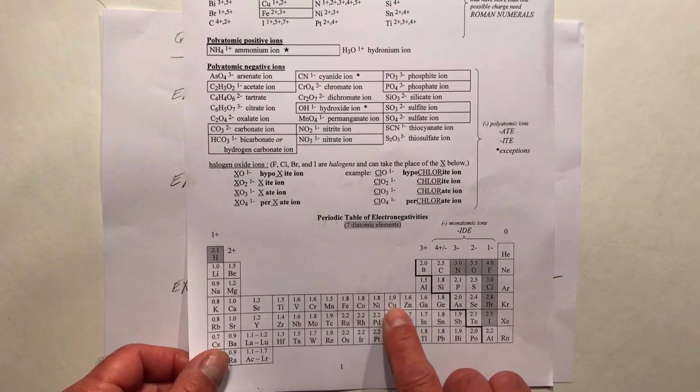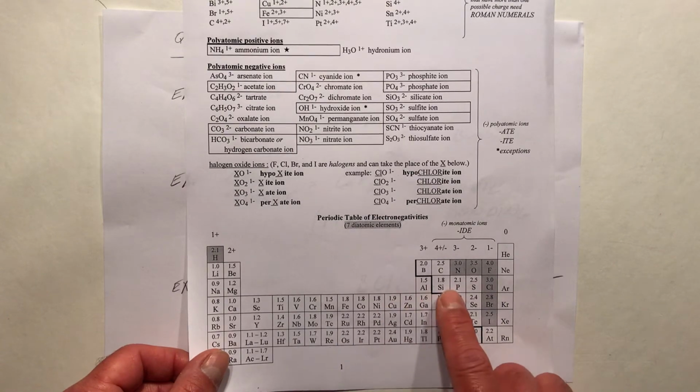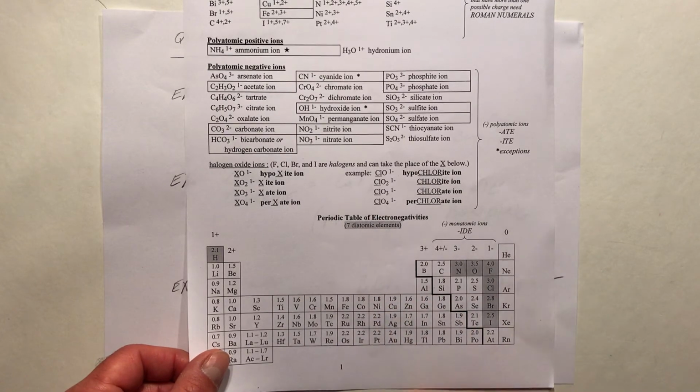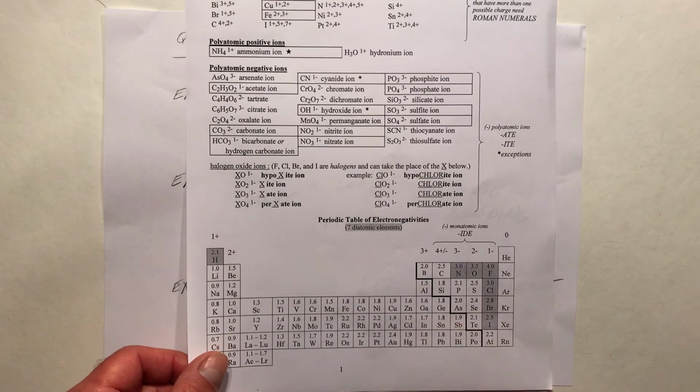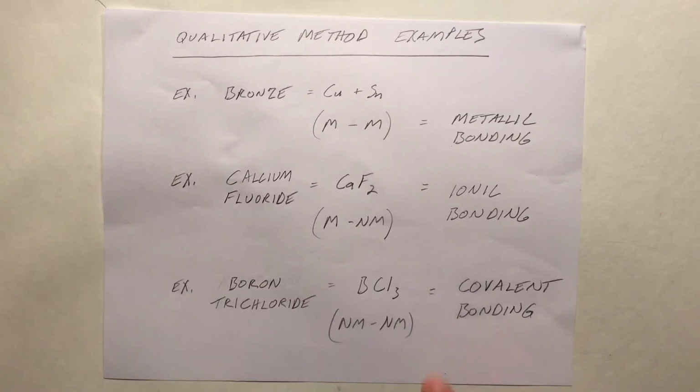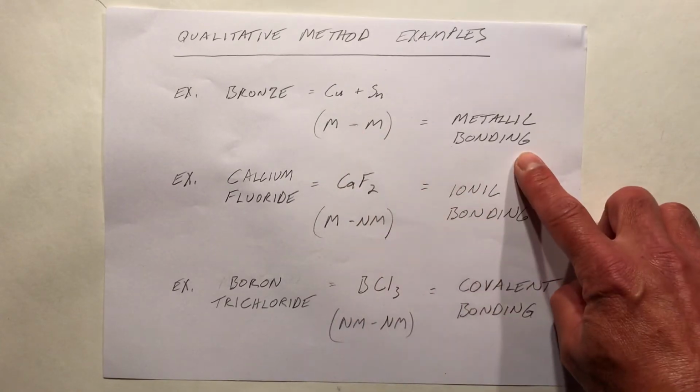Cu is right there on the periodic table. Well, that's definitely a metal. It's to the left of that zigzag line. And Sn is right here. And that's also a metal to the left of that zigzag line. So we would say that when we have a metal and a metal, we have metallic bonding.